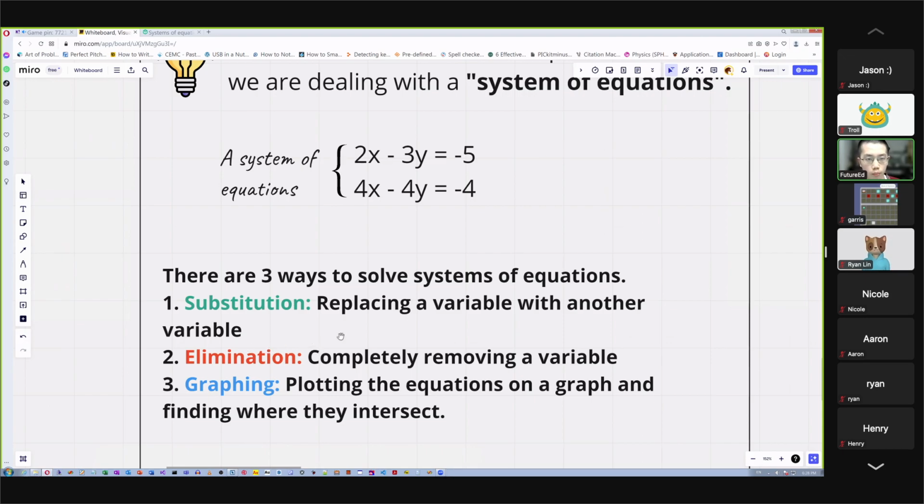The second way I'm planning to teach today is elimination, which is where you're like, oh, screw this, I'm just taking this variable, throwing it away, and I'm just going to tackle one variable for now. That's the concept of elimination.